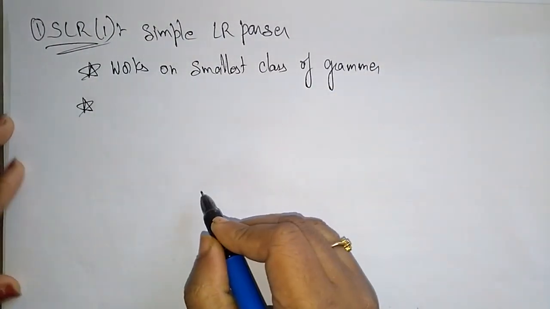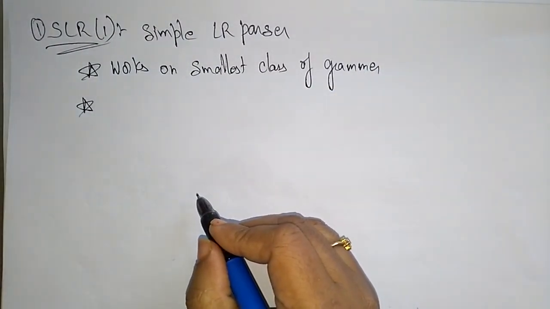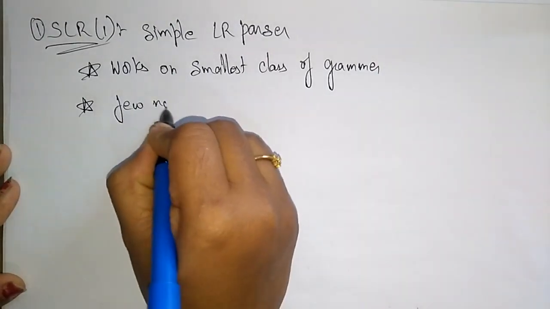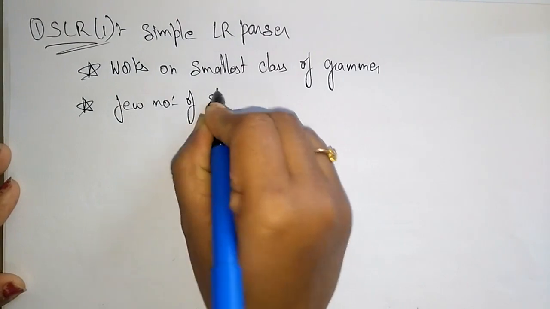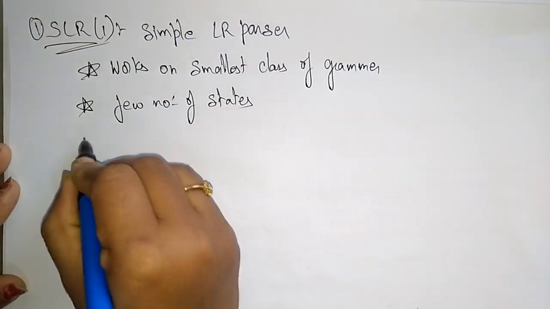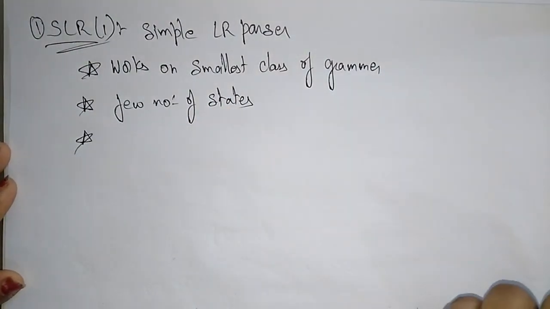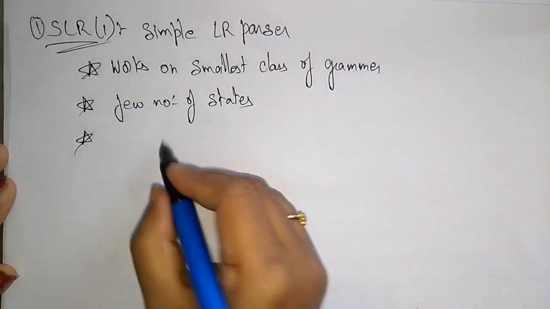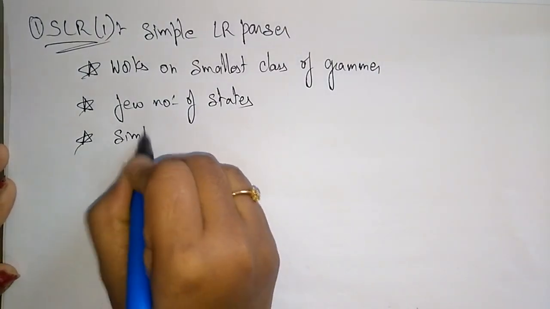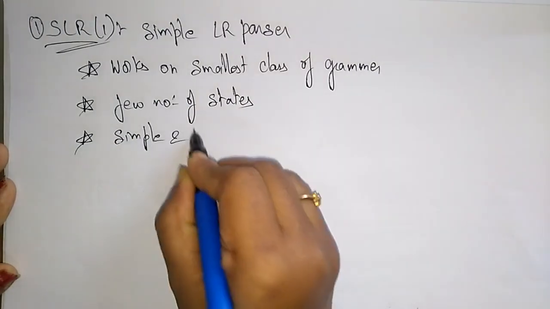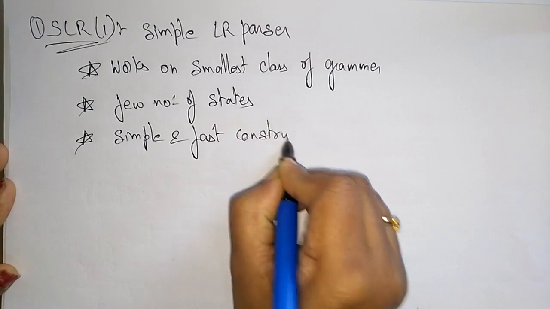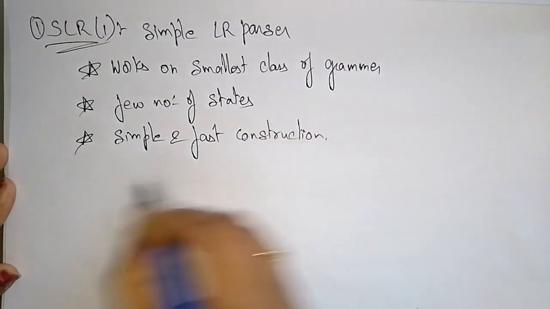SLR has a few number of states, hence a very small table. So it has only a few states, and it contains a very small table when compared to the others. And it is a simple and fast construction. So these are the features of the simple LR parser.